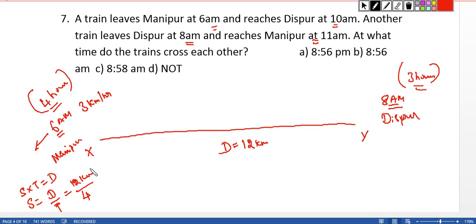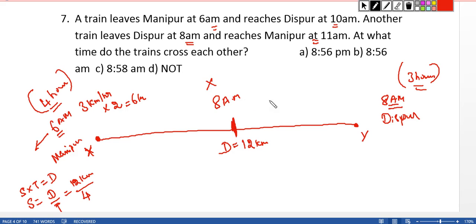So the speed of this guy is 3 kilometers per hour. Till 8 a.m. this guy is going to be traveling. 6 to 8 a.m. is 2 hours, so this guy is going to be traveling for 2 hours, which is equal to 6 kilometers. So it would be right in the middle at 8 a.m. At 8 a.m. train X is going to be halfway down the mark.